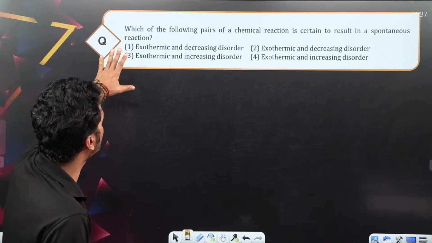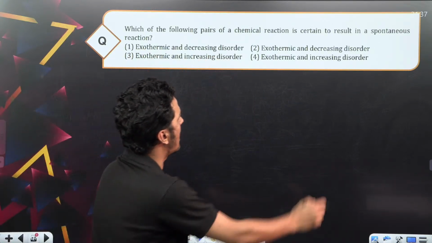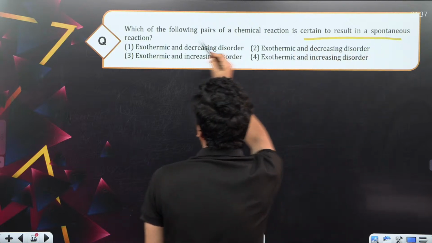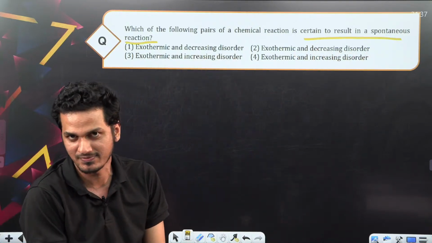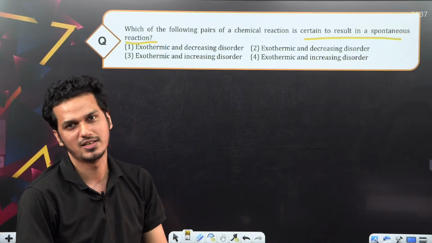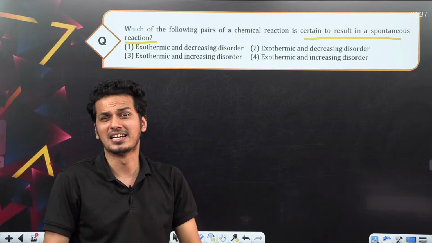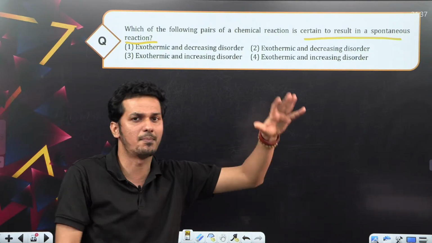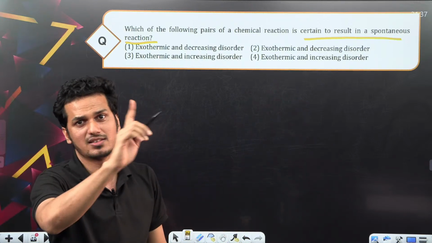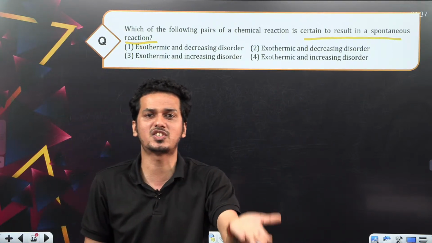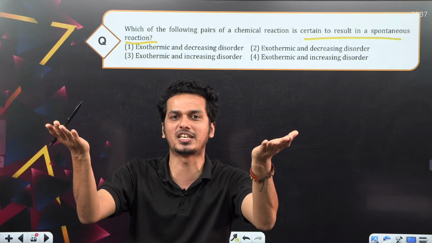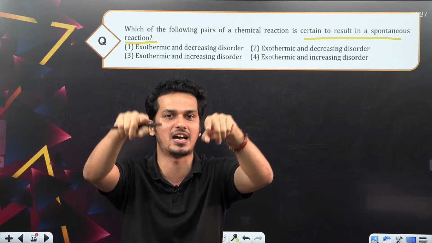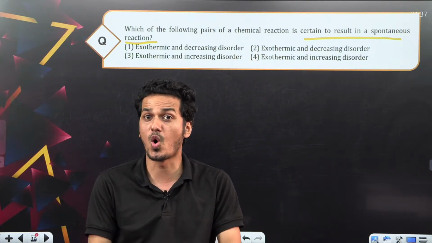This question is: which of the following pairs of a chemical reaction is certain to result in a spontaneous reaction? What are the conditions for spontaneity? We know delta H should be negative, delta S should be negative, and then the temperature should be low, then that is spontaneous. Or else delta H is positive, delta S is positive, and the temperature should be very high, that time also spontaneous.